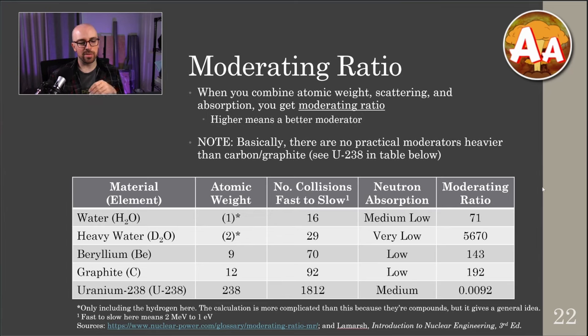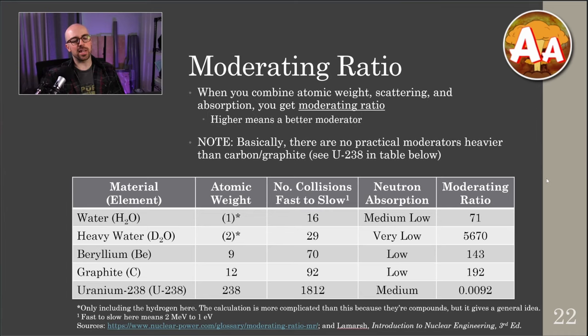Graphite's a good moderator. Don't let Chernobyl give you bad perceptions about graphite necessarily, but graphite has some tricky concerns we'll get into in a bit. Atomic weight 12, number of collisions from fast to slow a bit higher still, pretty low neutron absorption. Good moderating ratio, better than beryllium, second best probably of all moderators.